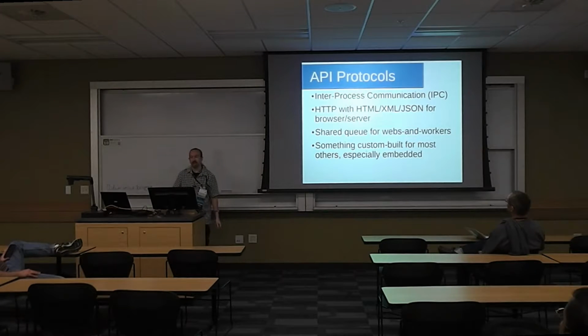We have several API protocols depending on what kind of application you're building. Inter-process communication is used in desktop environments or within a single server for the different components to communicate with each other. There are myriad forms of IPC, the simplest of which are just simple signals saying, hey, stop executing, or pause execution, things like that. More commonly in the web environments, you'll use HTTP and send a payload in HTML, XML, JSON, what have you, between the browser and the server.